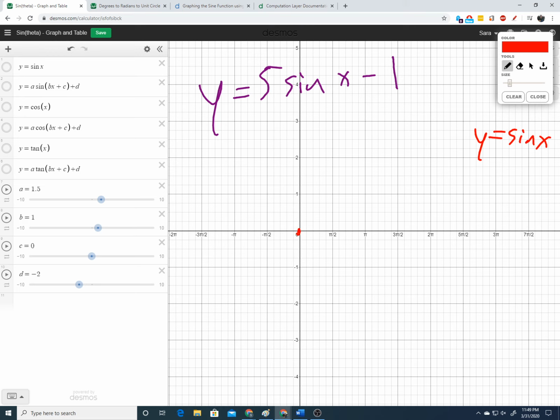Play with your unit circle, get used to this idea. Sine starts at 0, cosine starts at 1. Sine then goes to a maximum, 0, minimum, 0. If it was cosine, it would be maximum, 0, minimum, 0, maximum.